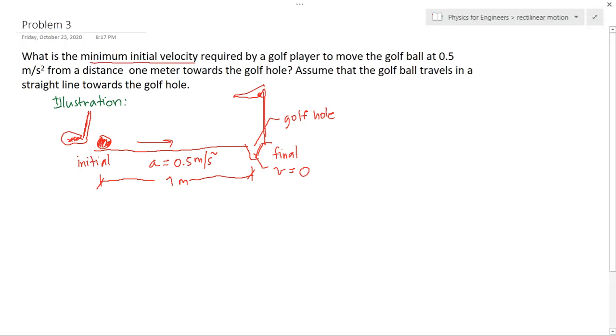So let's write the required. Most of the given is already on the figure. So required. It says here, what minimum initial velocity? So the required is the minimum initial velocity.